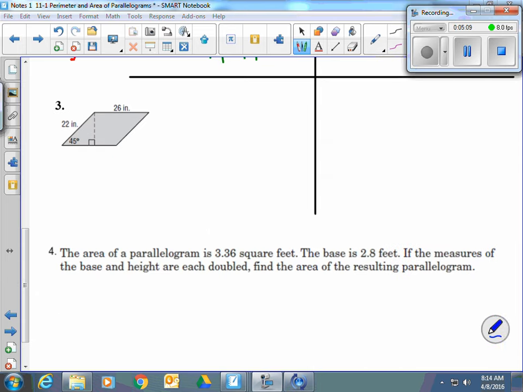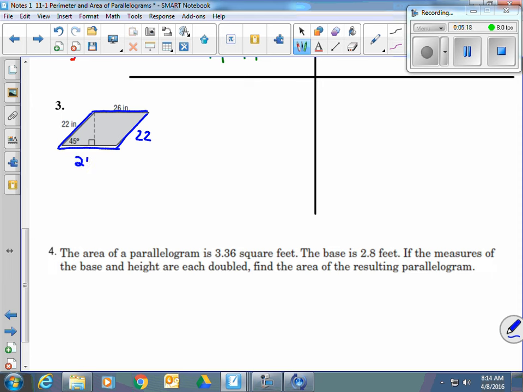Okay, so on number 3, again, my perimeter: if that side's 22, this side's 22. If this side's 26, then this one is also 26. So it's 2 times 22 plus 2 times 26. That would give me what, 44? And this would be what, 52? And then if I add those, I would get 96 inches.